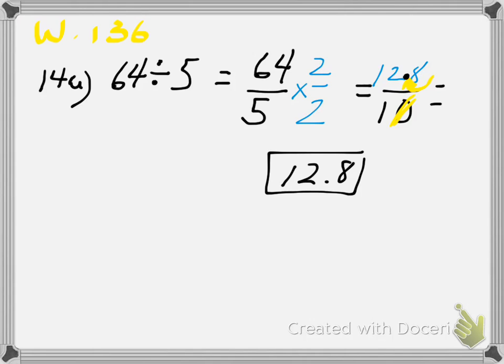So as long as we multiply both the numerator and denominator by the same thing, which in this case for these problems is going to be 2, we're going to end up with an easier problem, because all we're going to need to do when we divide by 10 is move the decimal point one place.